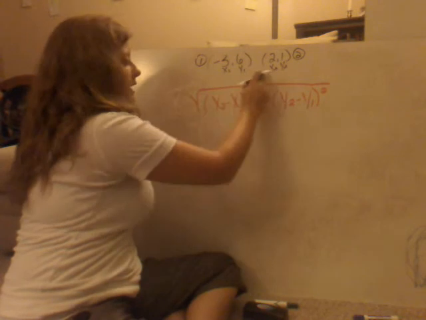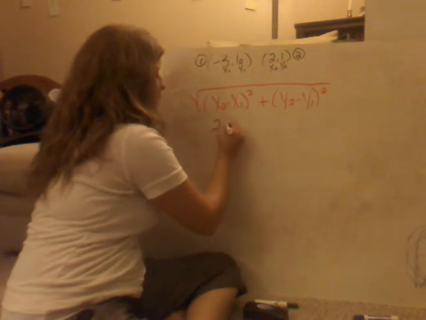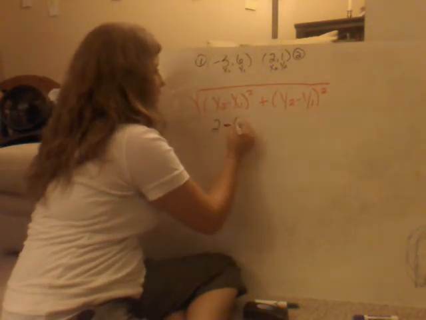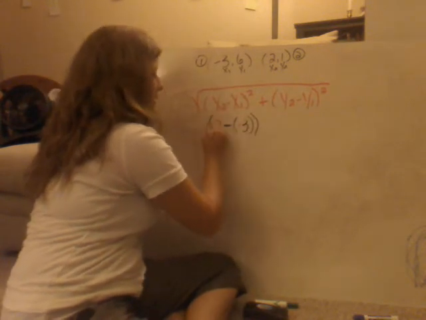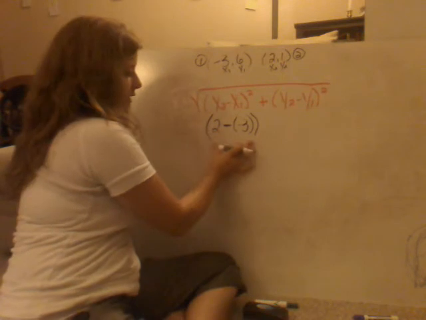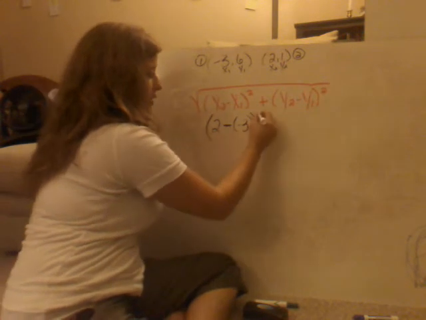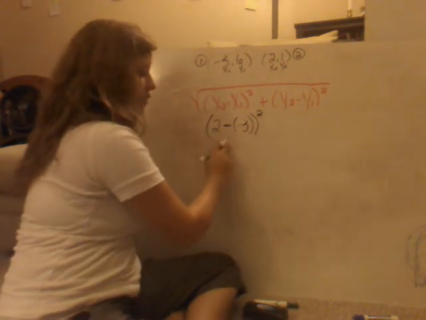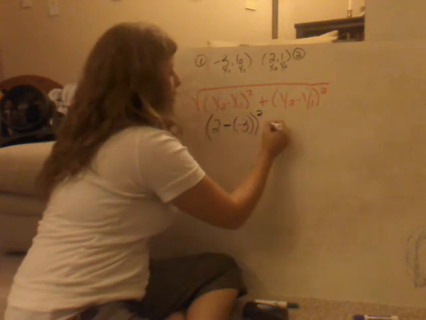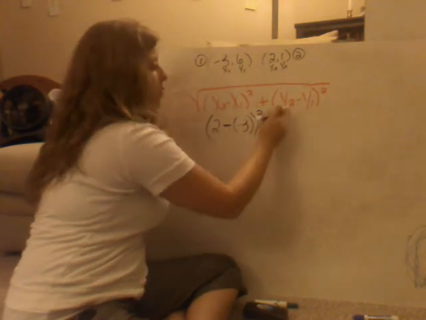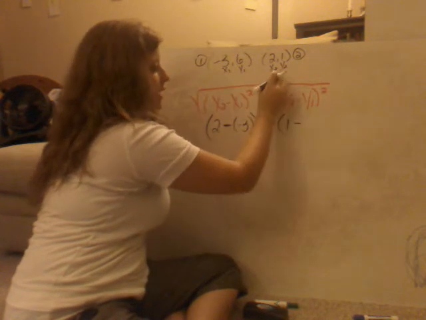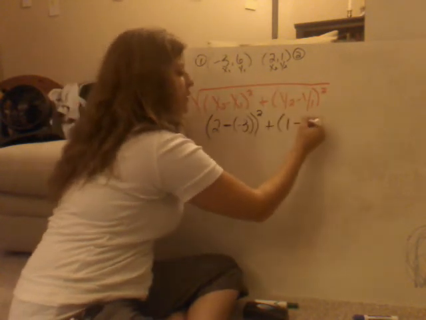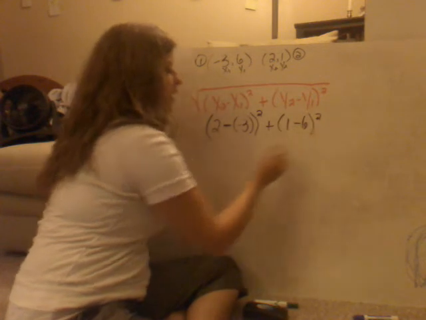So I'm going to take my second x, which is 2, minus my first x, which is -3. Now see my second set of parentheses? My second set of parentheses right here is letting me know that the entire quantity, this whole thing, is being squared, plus y2, which is 1, minus y1, which is 6, entire quantity squared.